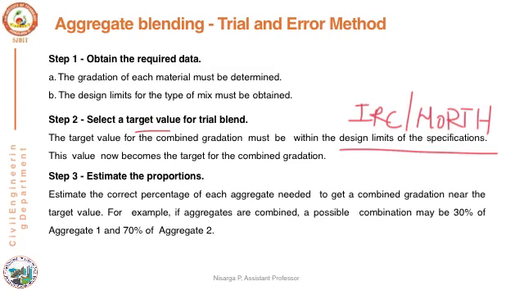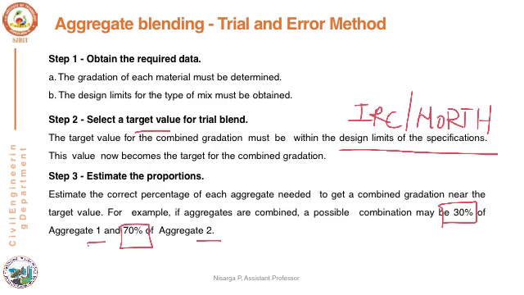Using these design limits and specification, we can select the target value. In the third step, we have to estimate the proportion. For example, we have two aggregates, aggregate 1 and aggregate 2, which are required to be blended to obtain the required gradation. We approximately take a percentage of aggregate A and a percentage of aggregate B. If we blend those two together, we must achieve the required gradation. Here we can take 30% of aggregate 1 and 70% of aggregate 2 in the first trial.